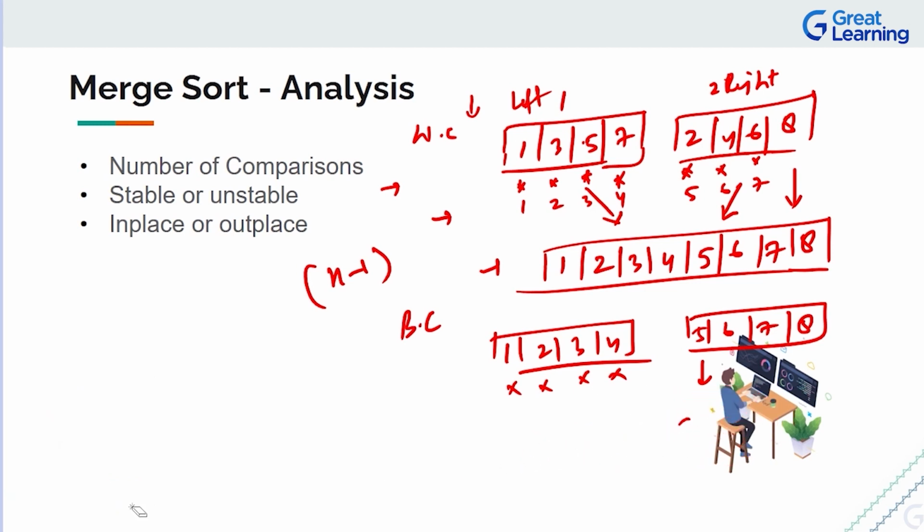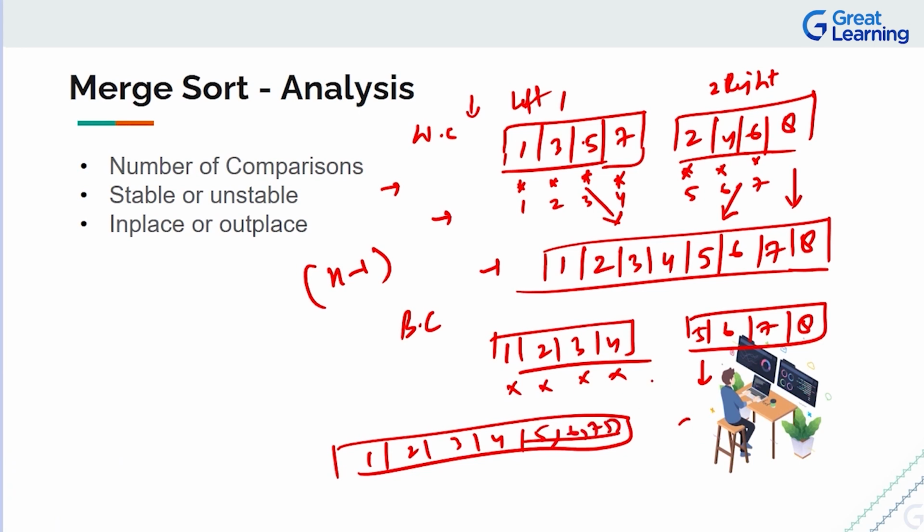So what would have happened? We have this array at the end. We have 1, 2, 3, and then the rest of the elements 5, 6, 7, and 8 would have been inserted directly. So the number of compares would have been n by 2, that is 4, right? Only 4 comparisons. But this is the best case, and we never talk about best case.